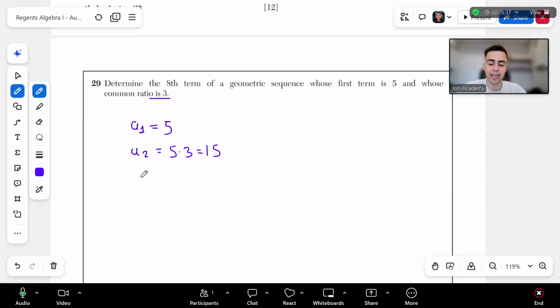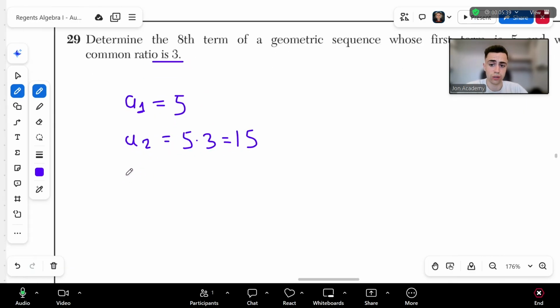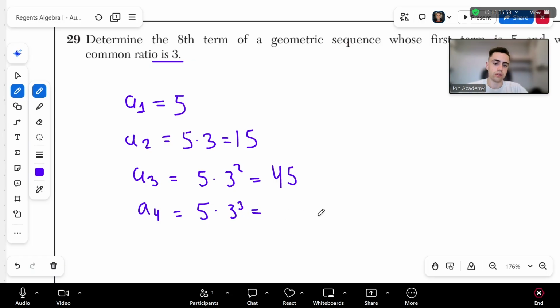And they are asking for the 8th term. So we can do it that way: A3 would be 5 times 3 squared, which is 45. A4, the fourth element, is 5 times 3 cubed, and this one would be 45 times 3, which is 135. And we can see there is a pattern.